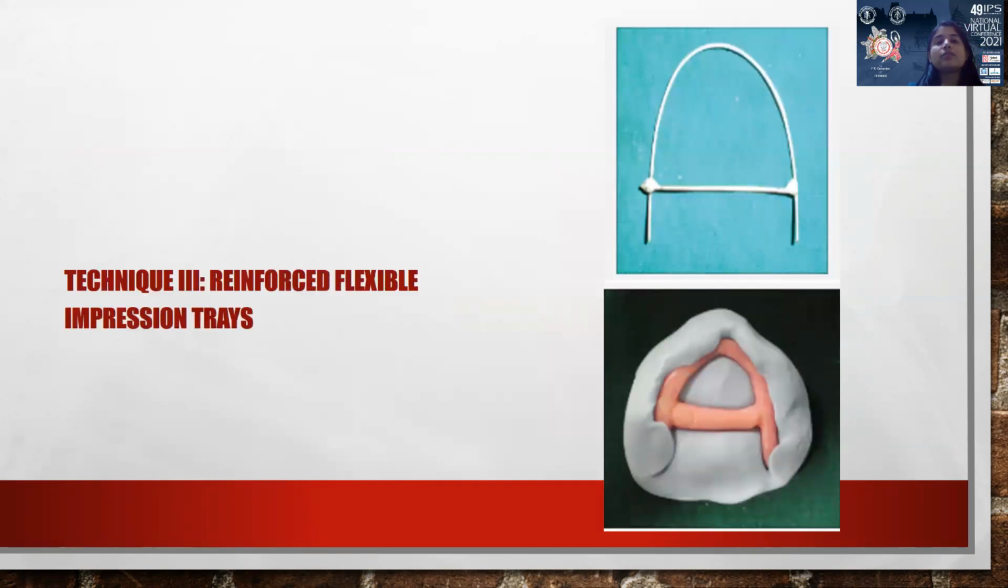Then third technique is reinforced flexible impression trays. Flexible impression tray made of putty silicone material was reinforced with an acrylic U-shaped device with a crossbar connecting two arms. 19-gauge orthodontic wire was formed into U-shape corresponding to arch form. Then similar size wire is soldered over both ends of this U-shaped frame. Then after that, impression is taken with the help of this U-shaped device.